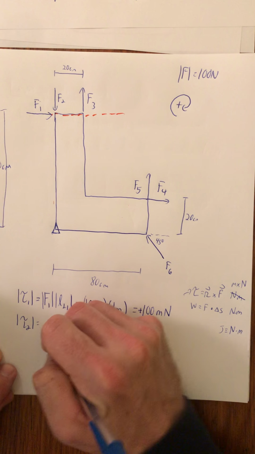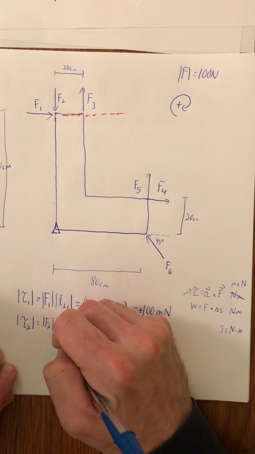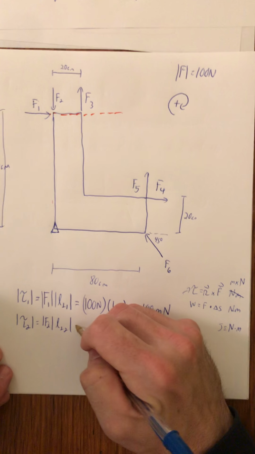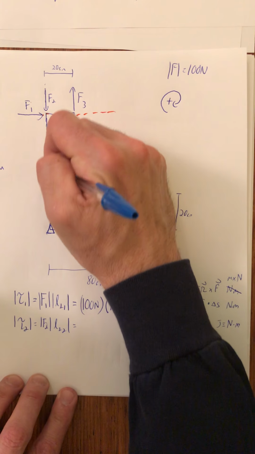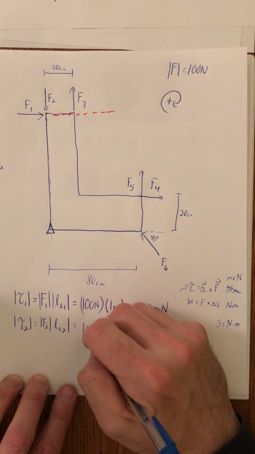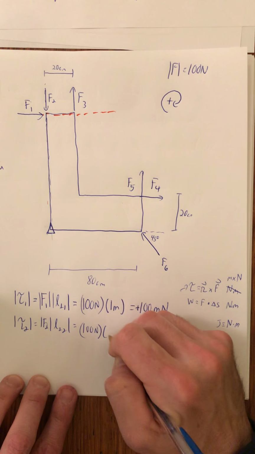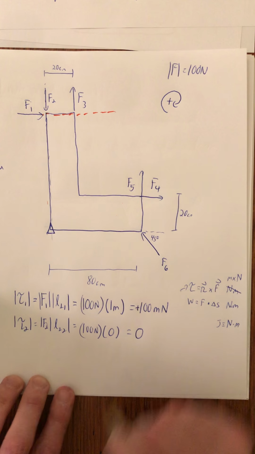Torque 2. Force 2, lever arm 2, and what do we got here? Oh, well, this is a vertical force, and its line of action goes through the pivot, so although this is 100 newtons, its lever arm distance is 0. This would not cause a torque.